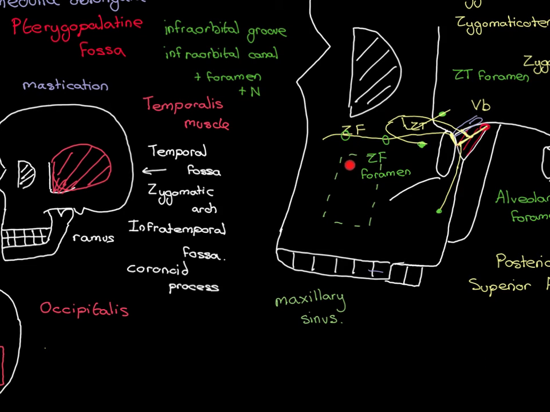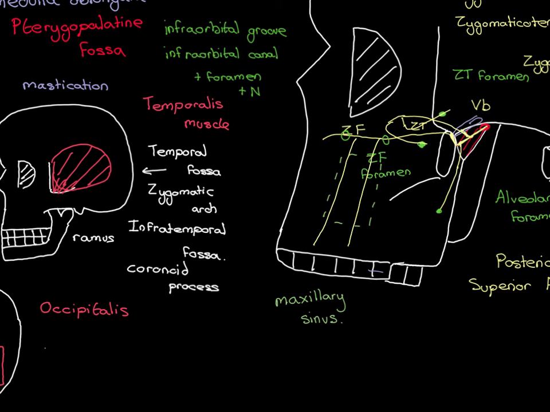Whilst it's in here, it's going to give two branches that are going to go through the maxillary sinus here, and are going to go down to the teeth. And so let me put these on in yellow here. So here is one of them, going through the maxillary bone, and here is another one, again going through the maxillary bone, through the maxillary sinus, and they're going down to the teeth.